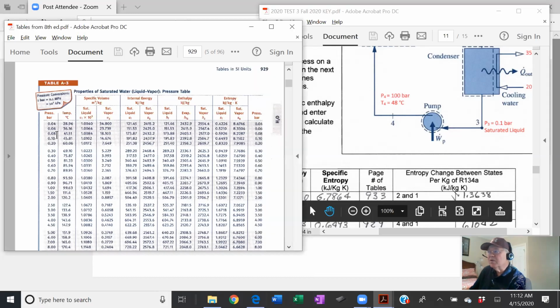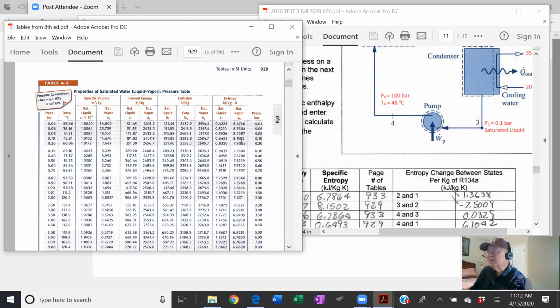So I go over here to 0.1 bar. Look at the entropy of vapor is 8.15. Entropy of liquid is 0.64. Our actual entropy is in between those. So it's a mixture, and we have to calculate its quality.